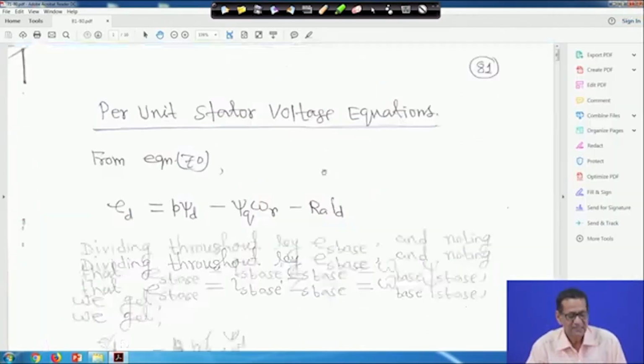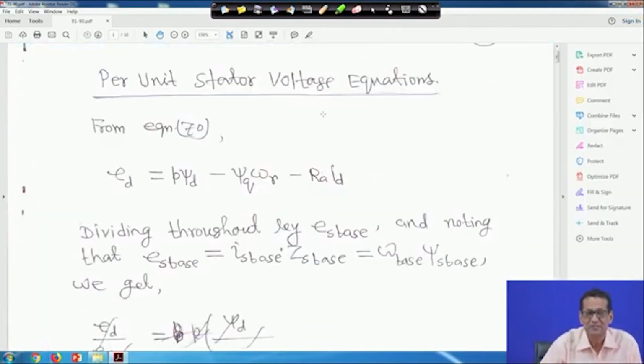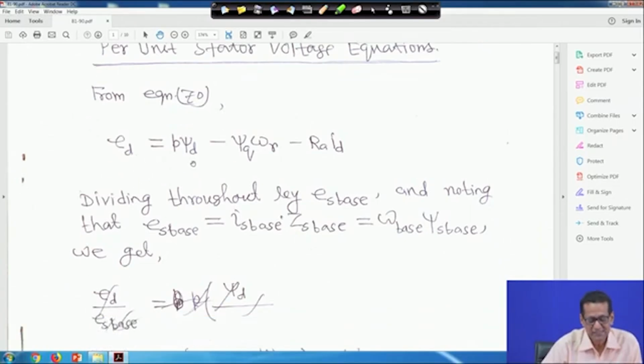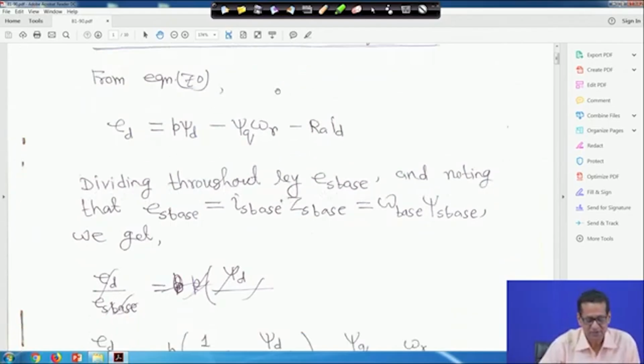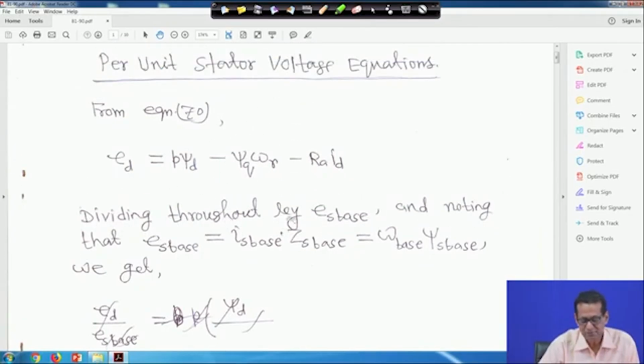Next is the per unit stator voltage equation. After making all these small things, we will come to this one. From equation 70, the equation is Ed is equal to P psi d minus psi q omega r minus RAID. Now we have to convert it to the per unit stator voltage equation. So what you can do is divide throughout by Es base, noting that Es base is equal to Is base into Zs base, which is equal to omega s base into psi s base.